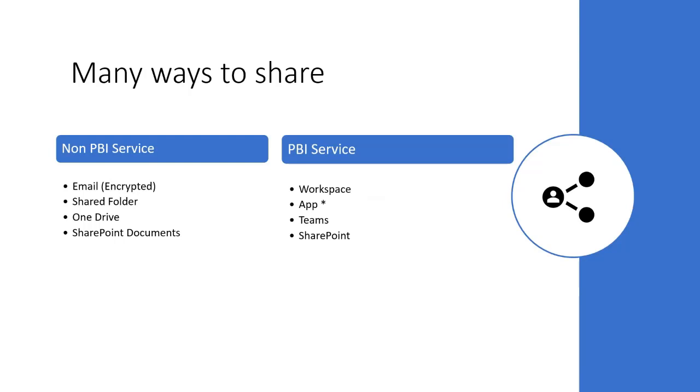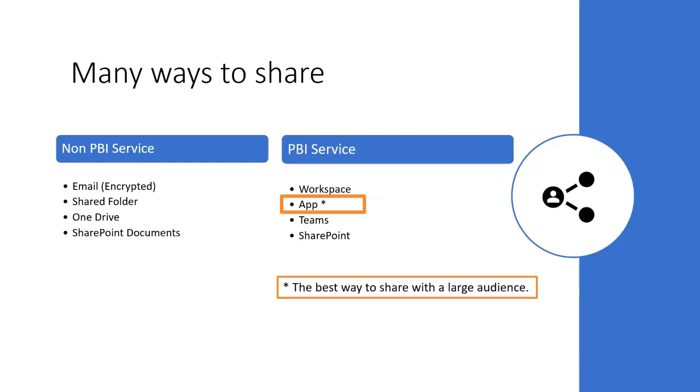If you want to share with the Power BI service, then you have many choices. So you can share out of a workspace. You can share using an app workspace. You can embed in Teams. You can embed in SharePoint. So multiple ways. Now, from all of these different ways of sharing, the best way to share is with an app. And we're going to talk about the reasons of why sharing with an app is the best way. But as we go through the options, if you get confused, remember, app is the best way, the recommended way to share, especially with a large audience.